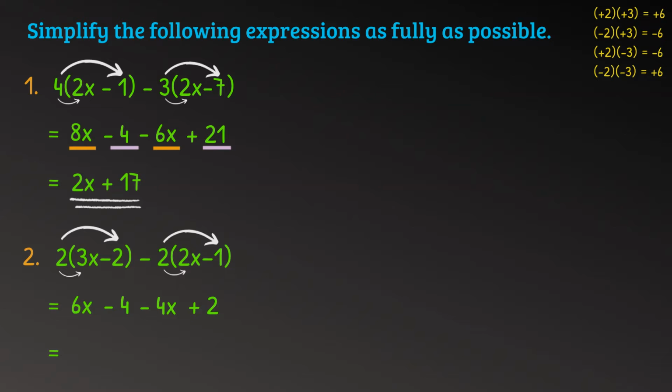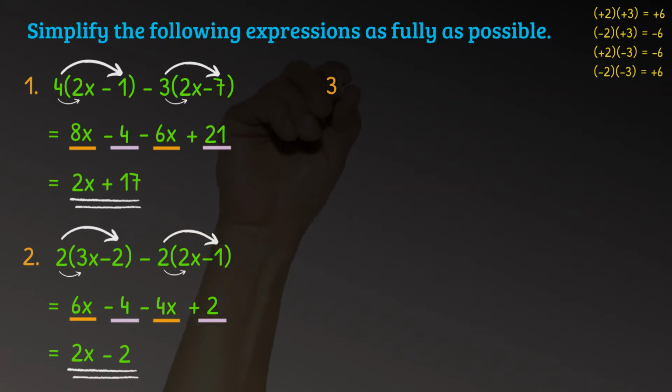If we now look at the terms we've created, you can see that two of them contain an x, so we can combine those two, and 6 minus 4 is 2, so the first term is 2x. And the next two terms are both constants, so we can add them together, and -4 plus 2 is -2. So the final answer is 2x minus 2.